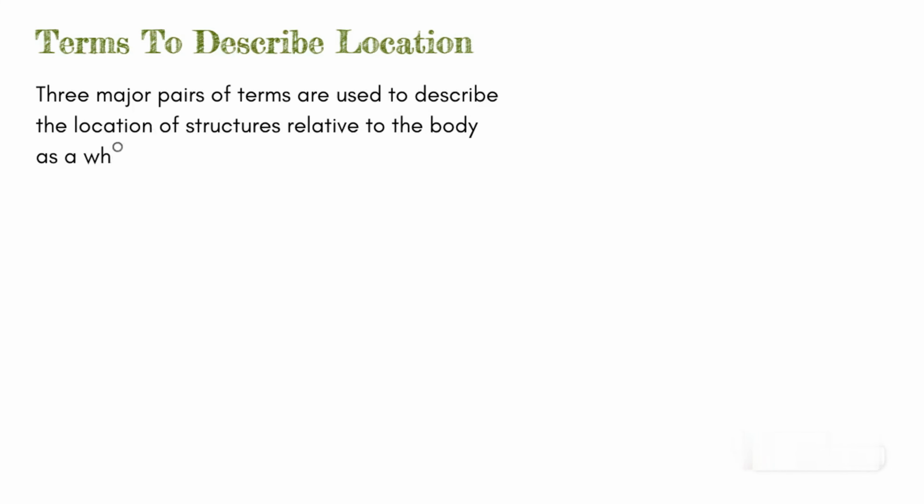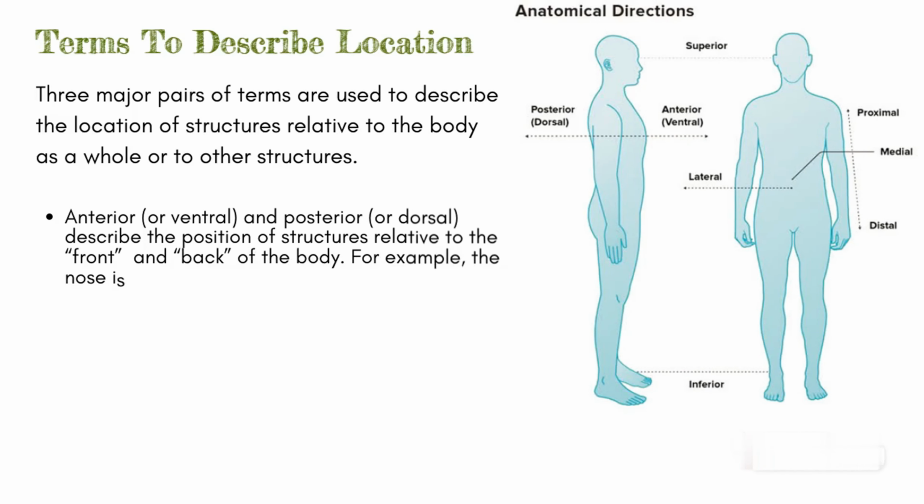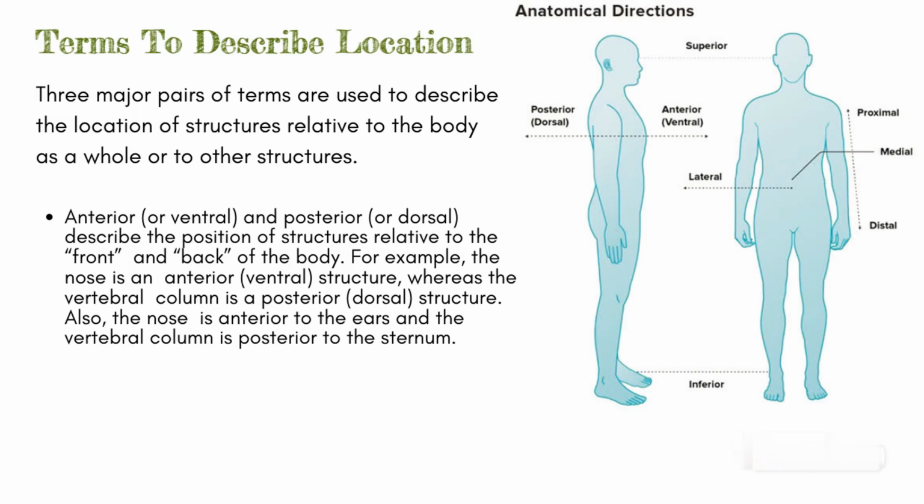3. Terms to describe location: anterior, ventral and posterior, dorsal, medial and lateral, superior and inferior. Three major pairs of terms are used to describe the location of structures relative to the body as a whole or to other structures. Anterior or ventral and posterior or dorsal describe the position of structures relative to the front and back of the body. For example, the nose is an anterior ventral structure, whereas the vertebral column is a posterior dorsal structure. Also, the nose is anterior to the ears and the vertebral column is posterior to the sternum.